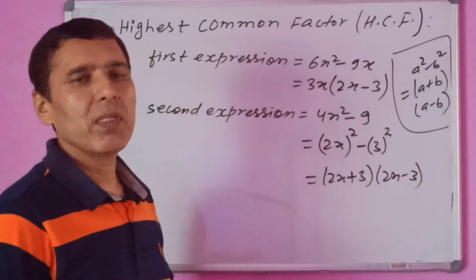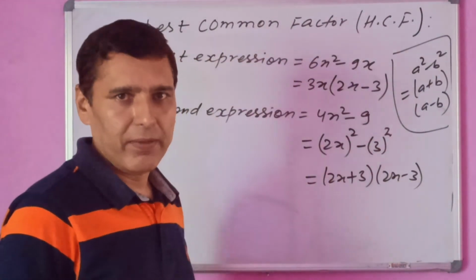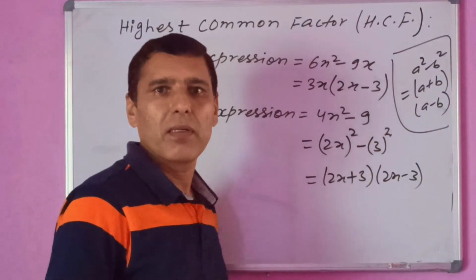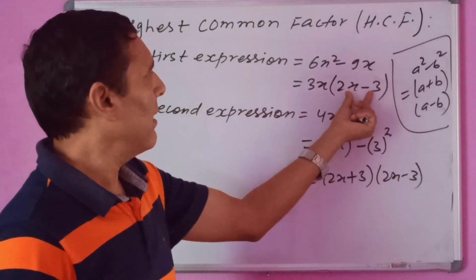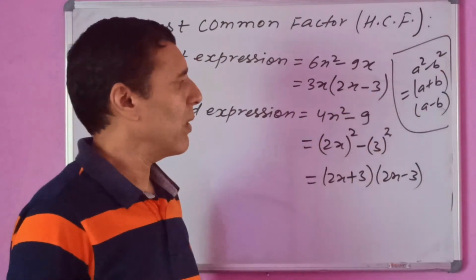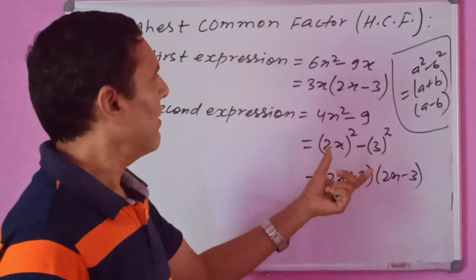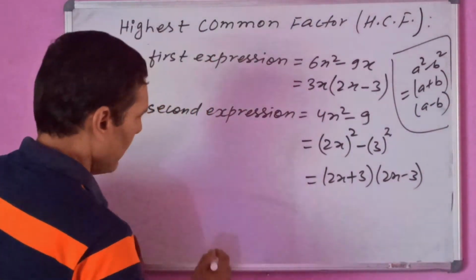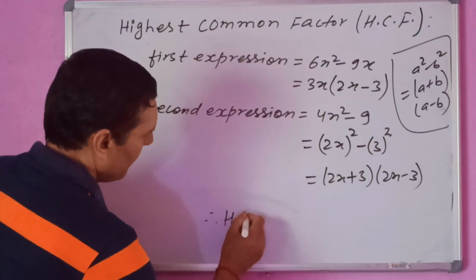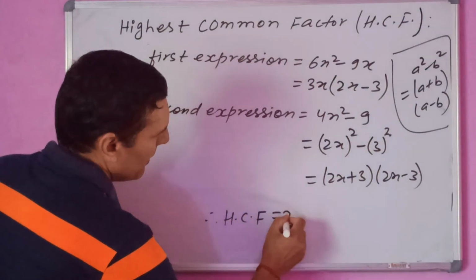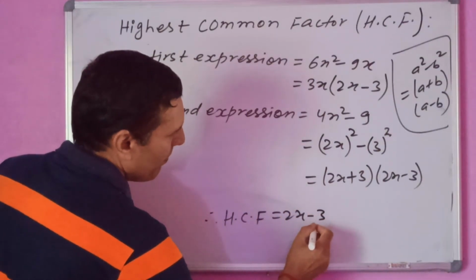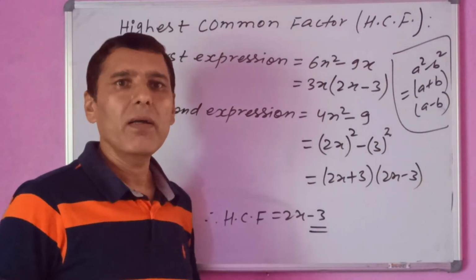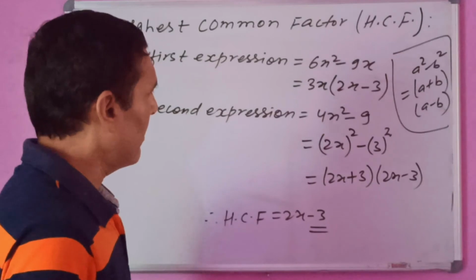Now you see what the common factor is. Whether there is a single common factor or more than one, we can see here there is only one common factor, 2x minus 3. Therefore 2x minus 3 is the HCF of the given two expressions. Therefore HCF is equal to 2x minus 3. So in this way we find the HCF of algebraic expressions.